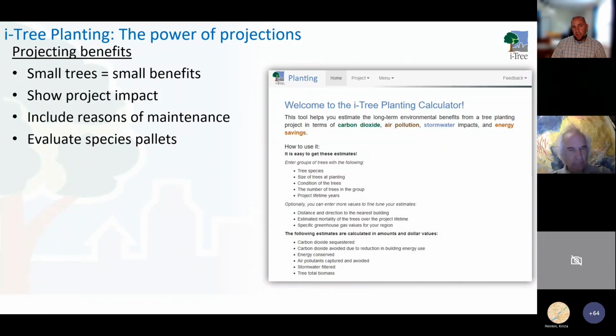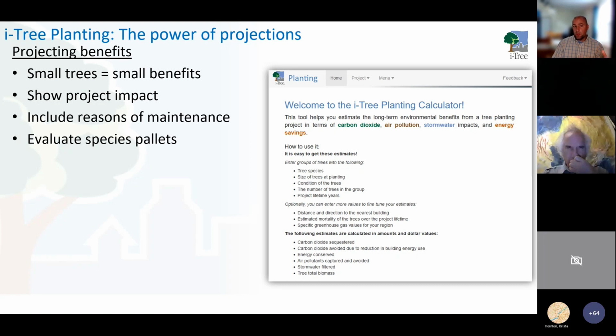So iTree planting, it's really nice for anytime you're doing planting projects. It's right in the name there. It's great for projecting benefits over time. If we just talk about small trees, we're usually talking about small benefits. So if we can grow those trees with a projection in iTree planting, it really shows the impact of your proposed planting project. Every grant funding opportunity I've looked at, they want you to show the impact. So if you're doing tree planting, iTree planting is the perfect tool to get there.